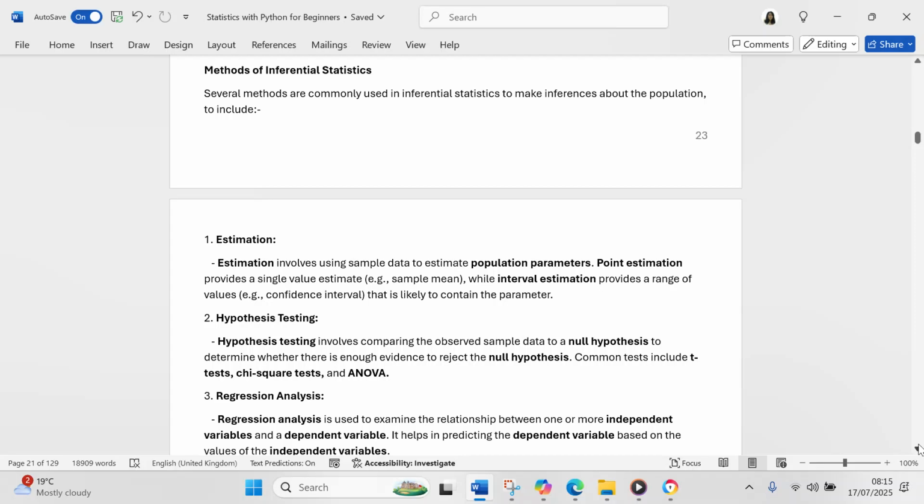Then you have hypothesis testing. Hypothesis testing involves comparing the observed data to a null hypothesis to determine whether there is enough evidence to reject the null hypothesis. Common tests include t-test, chi-square test, and ANOVA.